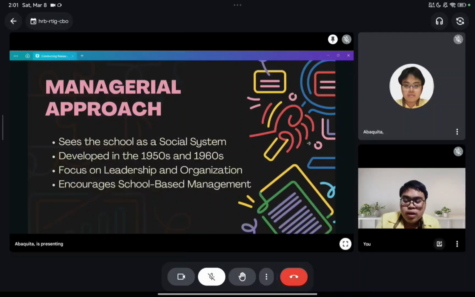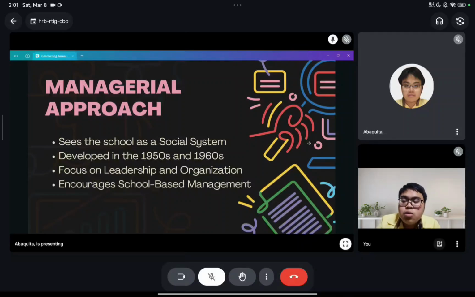Also, it was developed in the 1950s and the 1960s, and it became popular when administration and leadership in schools gained more attention. And there was a need to coordinate tasks and to communicate better within the schools.